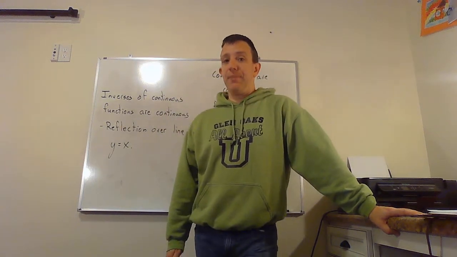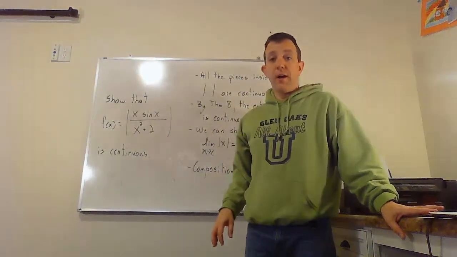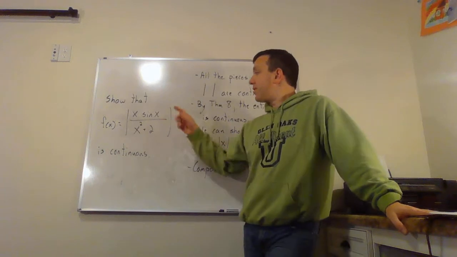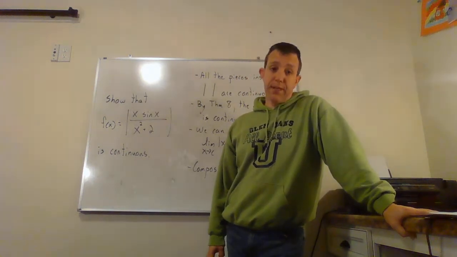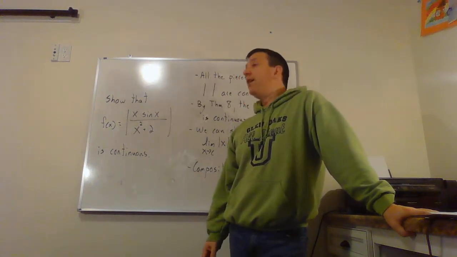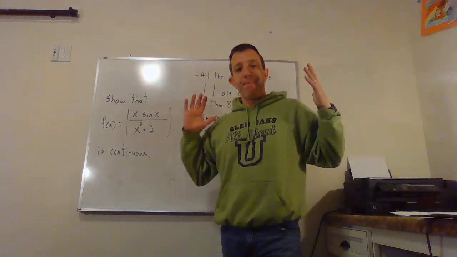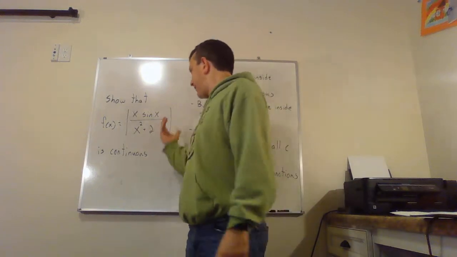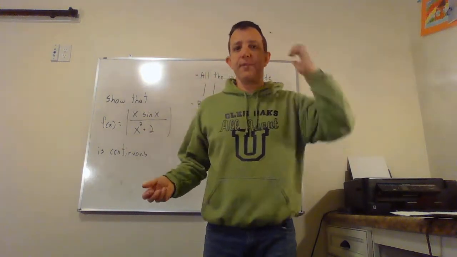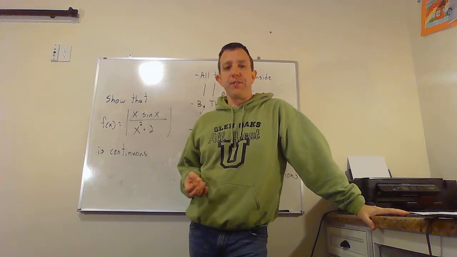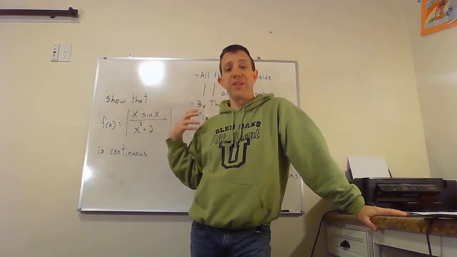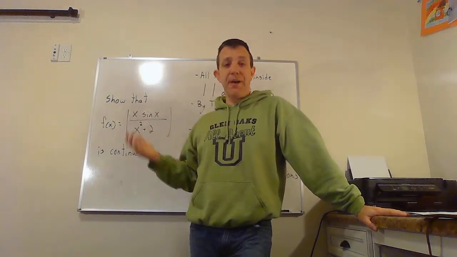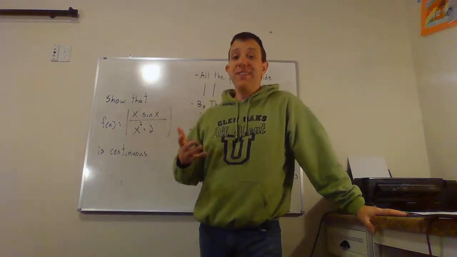So let's look at an example. We want to show that the function f of x equals the absolute value of x times the sine of x, all divided by x squared plus 2, is continuous. Now, that looks like a mess. And let's face it, I'm not going to lie, it is a mess. This is a nasty looking function. It's got a trig function tucked inside of an absolute value. It's got multiplication of stuff. It's got powers. It's got a quotient. This is a big mess.